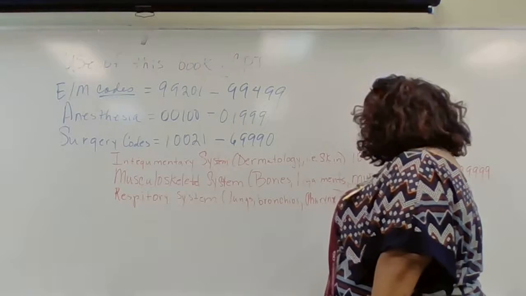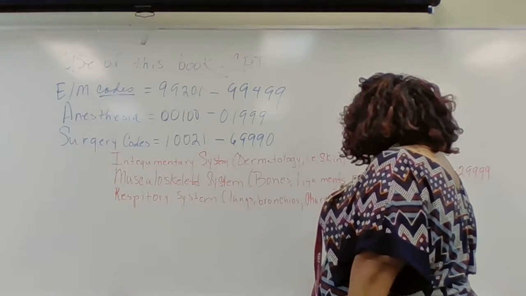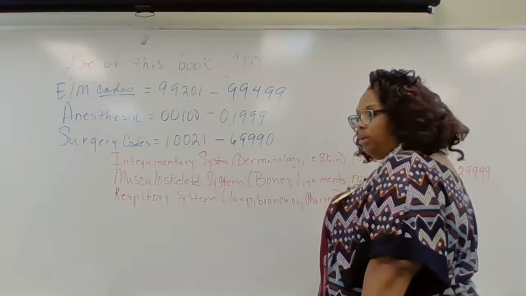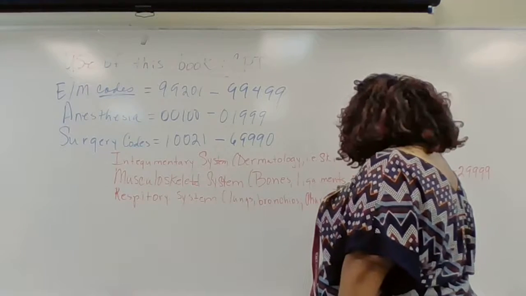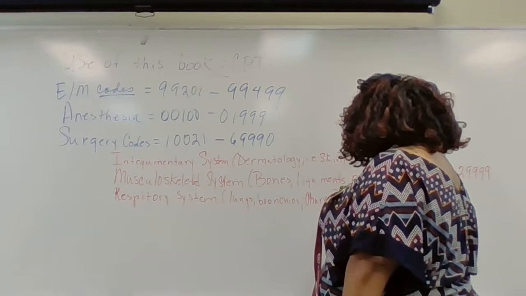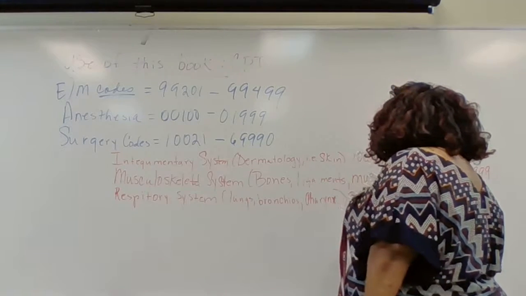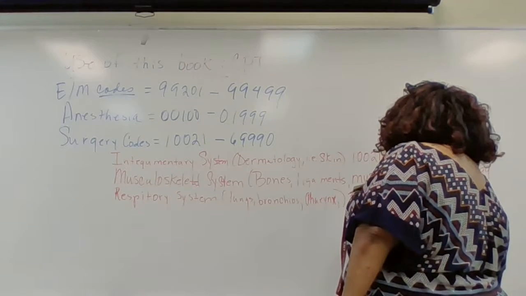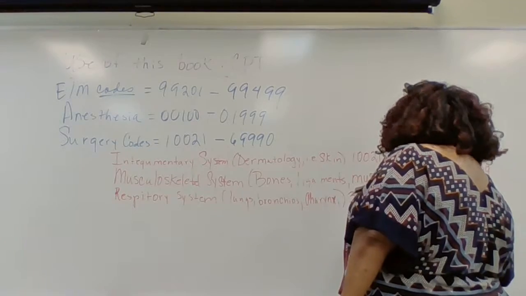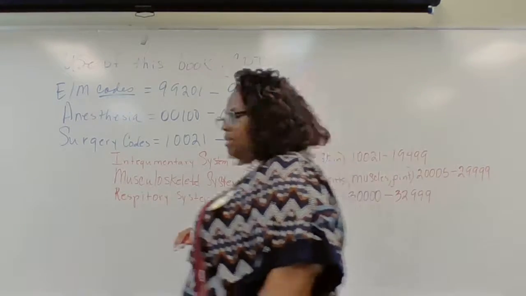What are the codes? 30000, four zeros. Okay, to 32999. 32999. Okay, fantastic. What's the next one after that?